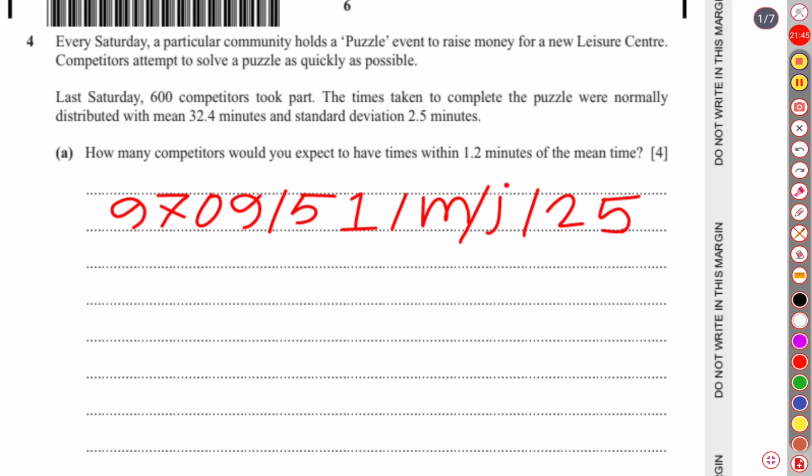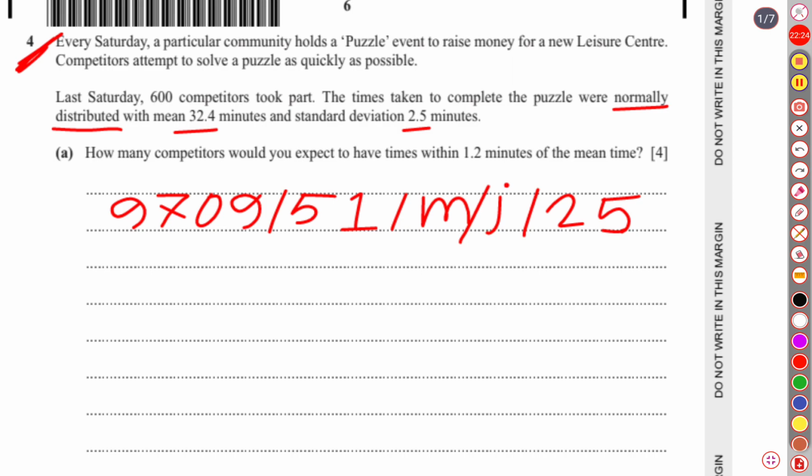The next question has been selected from paper 9709/51 for the session May June 25, and we are going to solve question number 4, which says every Saturday a particular community holds a puzzle event to raise money for a new leisure center. Competitors attempt to solve a puzzle as quickly as possible. Last Saturday 600 competitors took part. The times taken to complete the puzzle were normally distributed with mean 32.4 minutes and standard deviation 2.5 minutes.